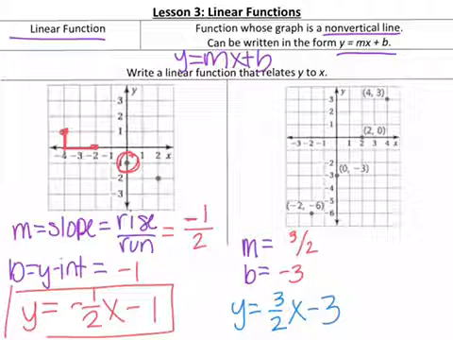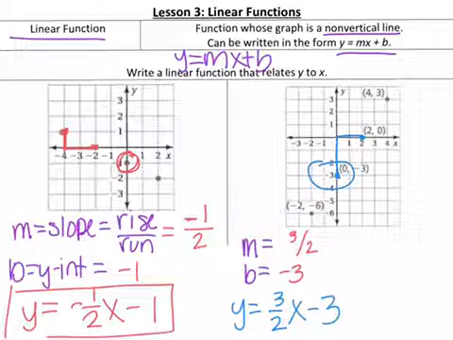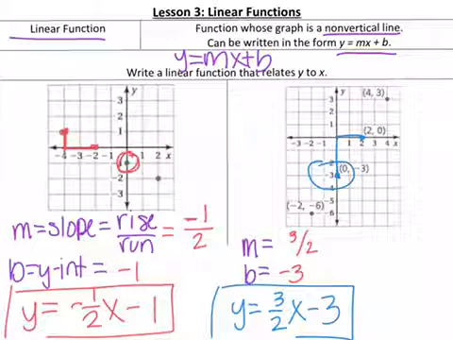All right, this is the equation you should have come up with. Your slope is 3/2, which means you go up 3 and over 2 to get to that next point that's positive, and your y-intercept is at -3, and so we just put that in the equation, and that's your answer.